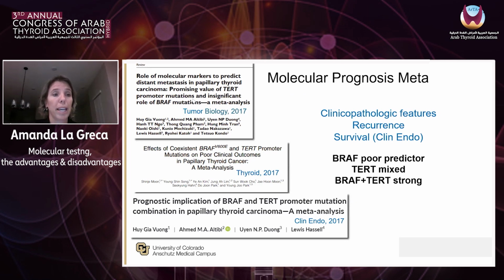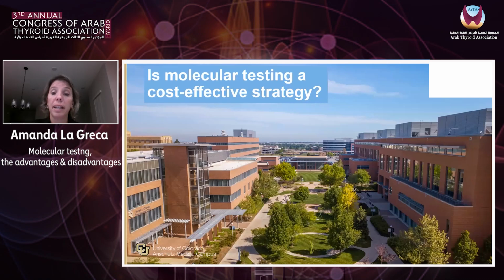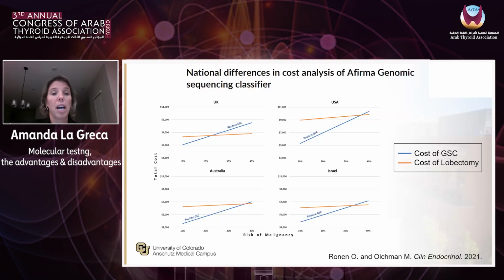These studies showed again a combination of TERT and BRAF. BRAF TERT, again, what are the coexistent implications and clinicopathologic features, recurrence and survival. Again, BRAF alone was a poor predictor. TERT had mixed results, but alone also not a very good predictor of prognosis. But if you combine BRAF plus TERT, that was a strong predictor of poor prognosis. So it's a cost-effective strategy.